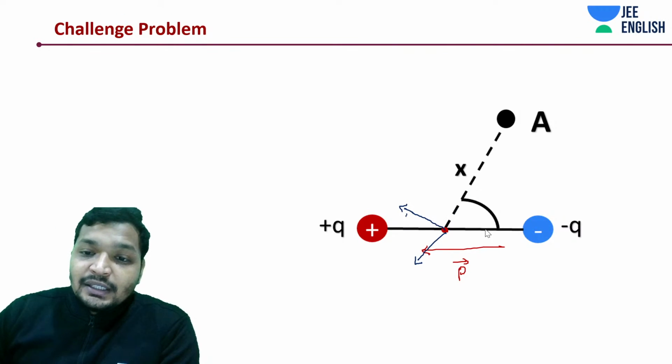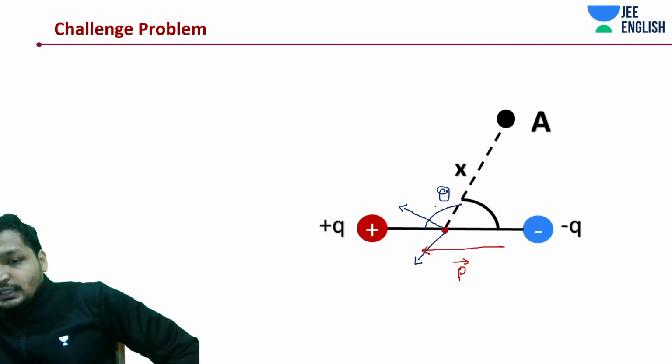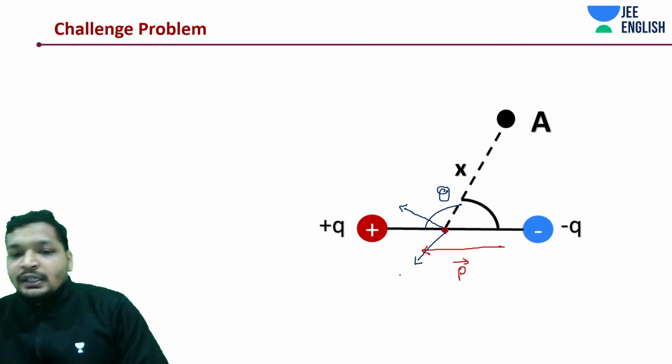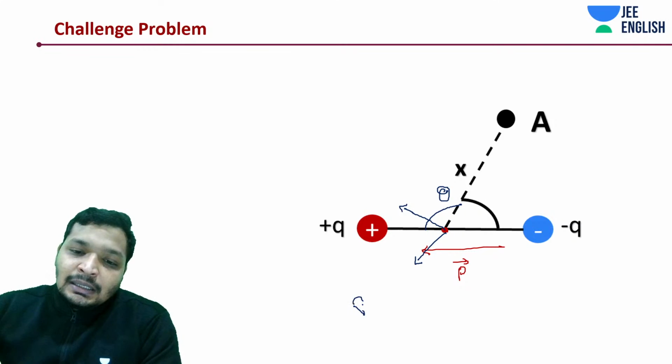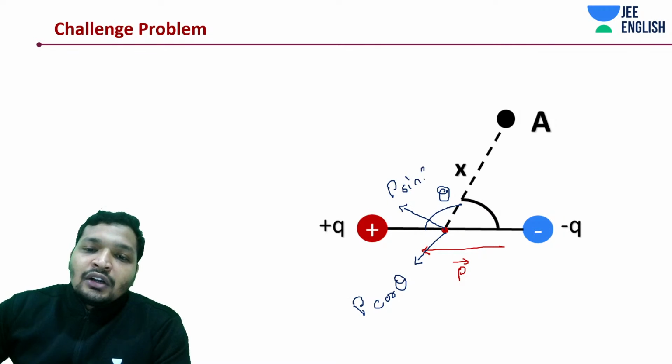Due to this diagram, it looks like this again. Let me show you that again. So due to this theta, it looks like this. Otherwise, it would be one along this direction and one along this direction. Okay, this is what? This is the P cos theta component. This is what? P sin theta component.